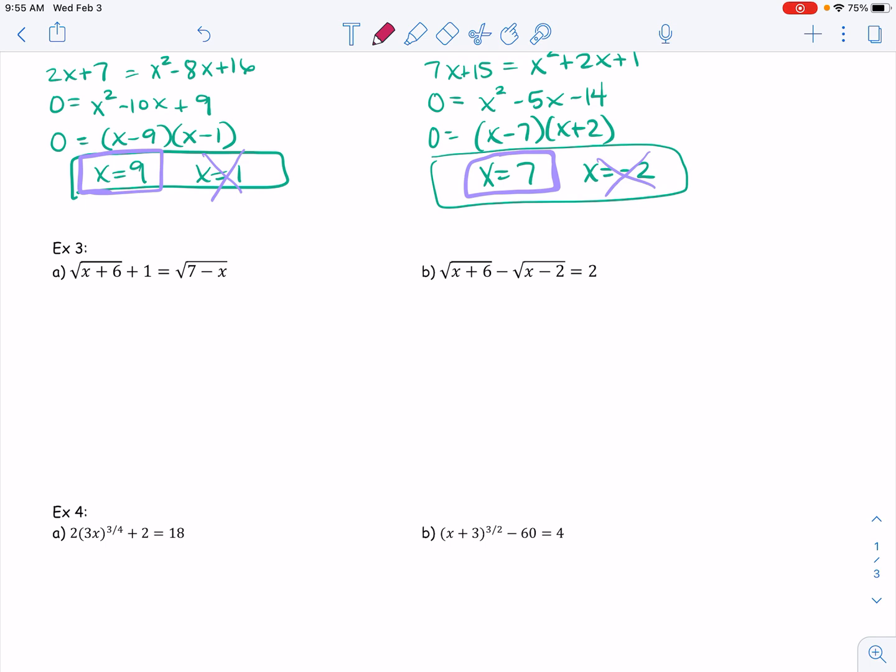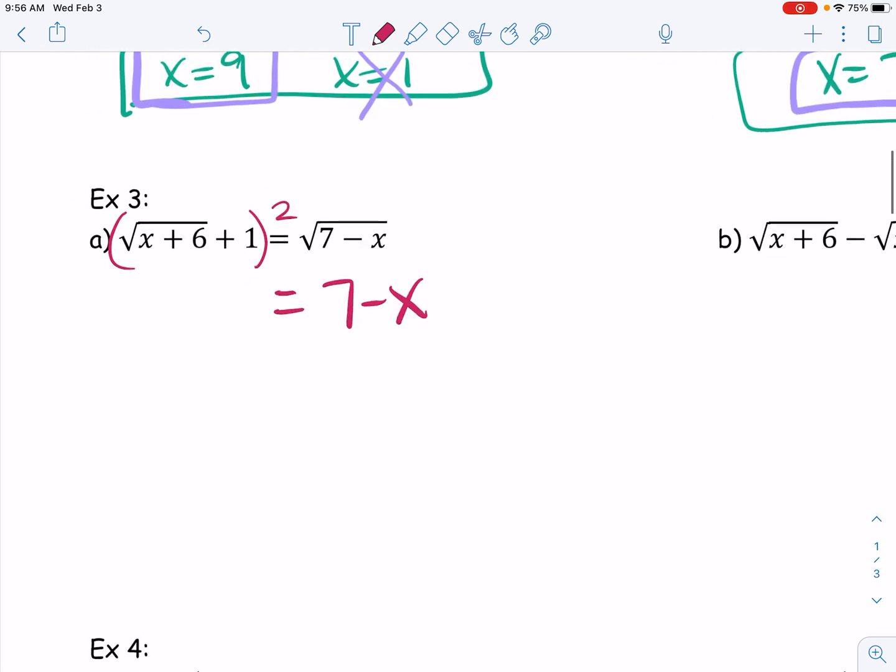If I'm going to square both sides, I'm going to get on the right-hand side just 7 minus x. When I square that square root, I just get what's underneath. On the left-hand side, we need to be really careful. We are squaring the entire left-hand side. That means I need to FOIL this. First times first, the square root of x plus 6 times the square root of x plus 6 is x plus 6. But then the outers and the inners, that's square root of x plus 6 times 1, and then the square root of x plus 6 times 1. So that's 2 times the square root of x plus 6. And then last times last, 1 times 1 is just still 1.